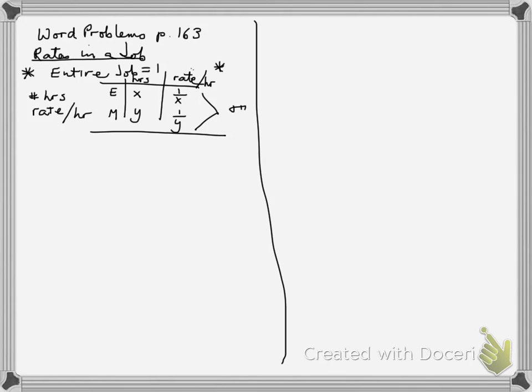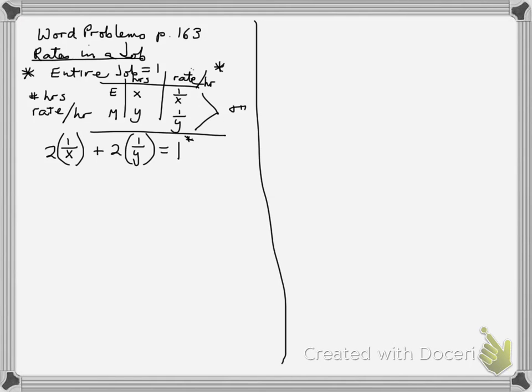Emily and Mitchell can clean their grandfather's camper in 2 hours working together. So Emily is working for 2 hours, and her rate per hour, how much she gets done per hour, is that. And Mitchell is also working for 2 hours, and he gets this much of the job done, and I'm taking that right off that chart. So altogether, they finish the job. And that's the other key, putting that 1 in there.